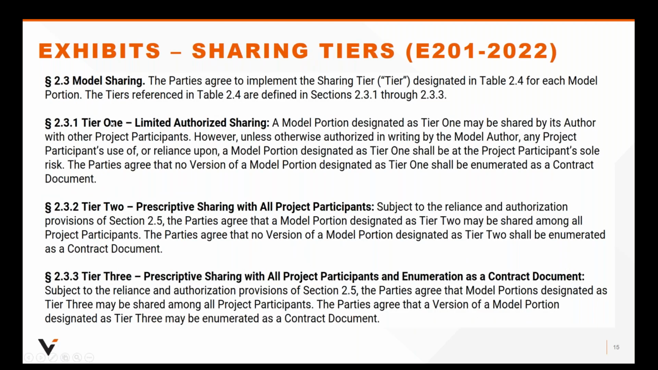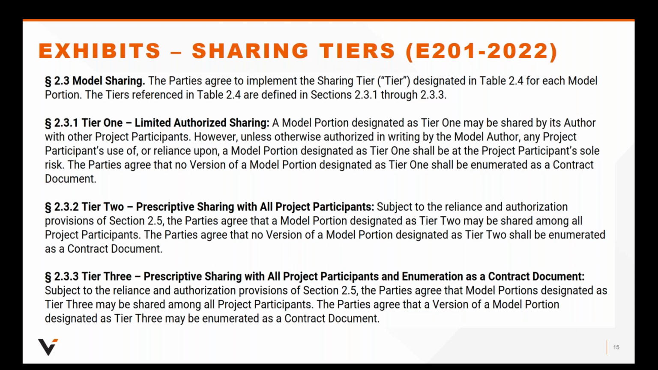Okay, model sharing. There are various sharing tiers, and this comes out of E201. If you look at that's the exhibit that allows digital information to be used as contract documents. That's authorized in 2.3.3 or Tier 3, right?